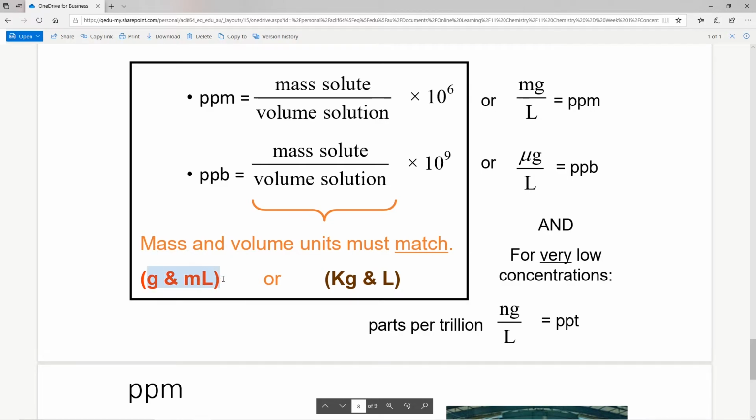So essentially here, very important, you must have the same mass and volume units. So if you are using grams, you should be using milliliters. If you're using kilograms, you should be using liters. So this is when you are combining these sorts of things. So depending on what your particular problem is, this is going to probably be very helpful.